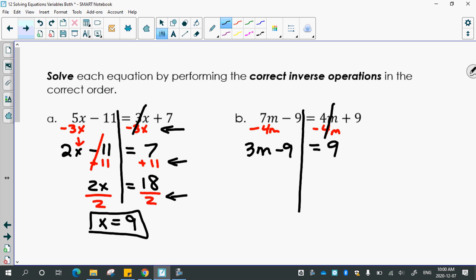Minus 9 equals 9. And it's the side with the variable, in this case it's an m, that drives what's going to happen next. Lots of people adding 9 to both sides. Awesome. So you mean the zero pair with the minus 9 on both sides? 3m equals 18. Divide by 3. Good. And then you end up getting m equals 6.